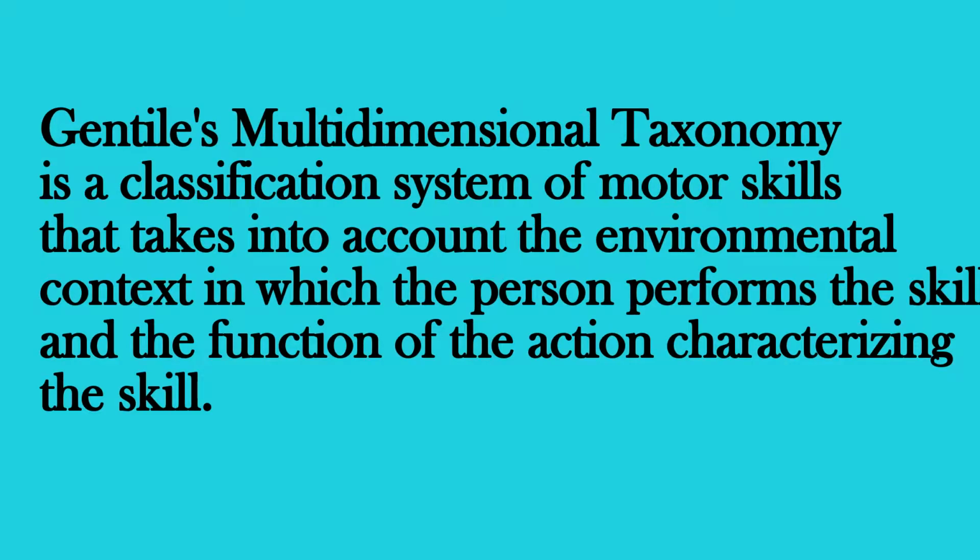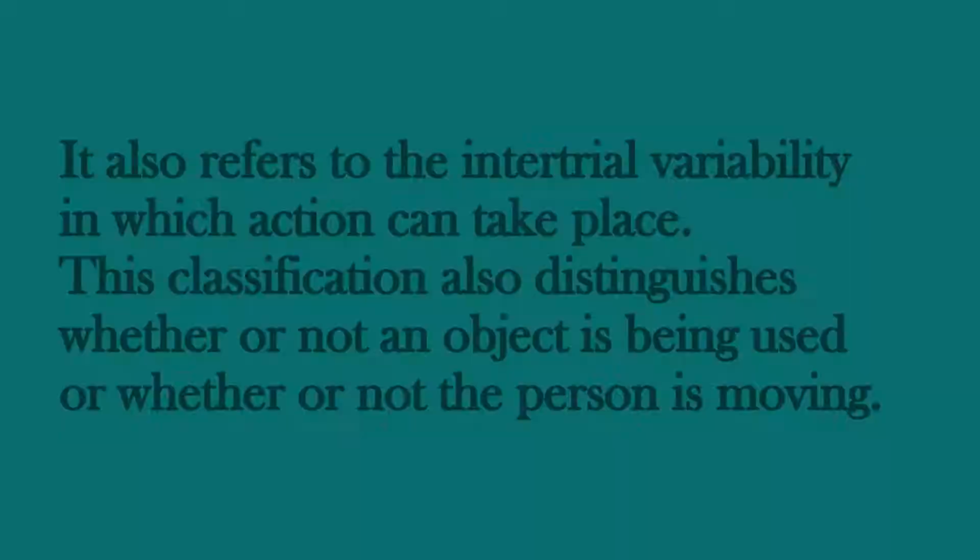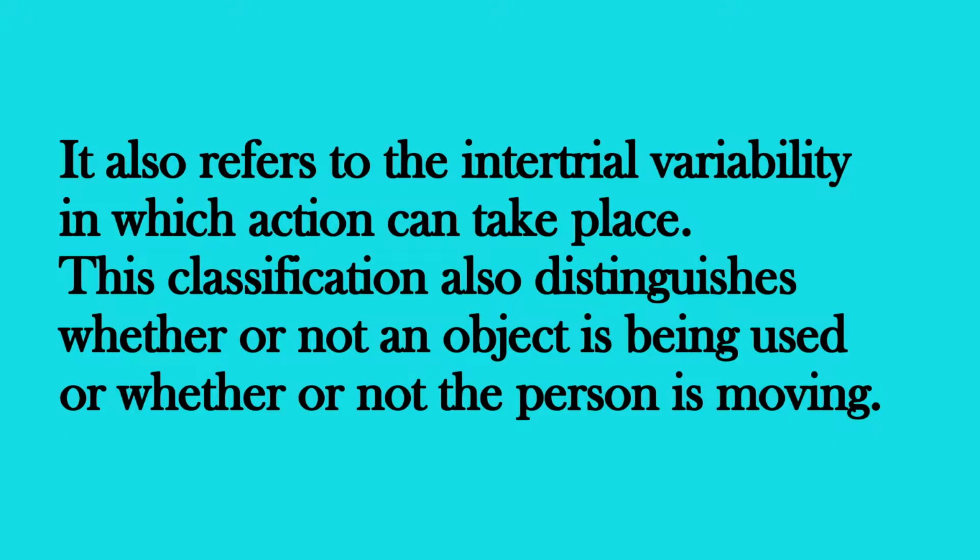Gentile's multidimensional taxonomy is a classification system of motor skills that takes into account the environmental context in which the person performs the skill and the function of the action characterizing the skill. It also refers to the intertrial variability in which action can take place. This classification also distinguishes whether or not an object is being used or whether or not the person is moving.